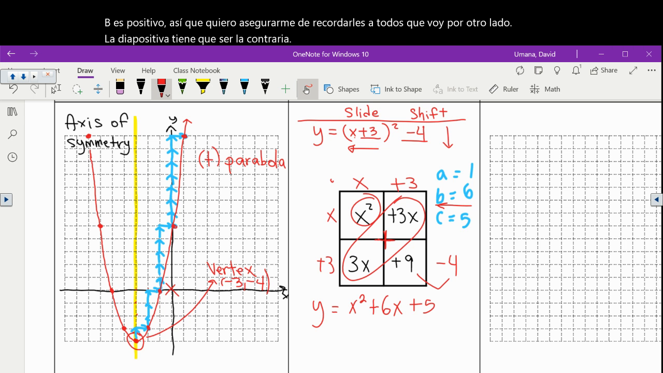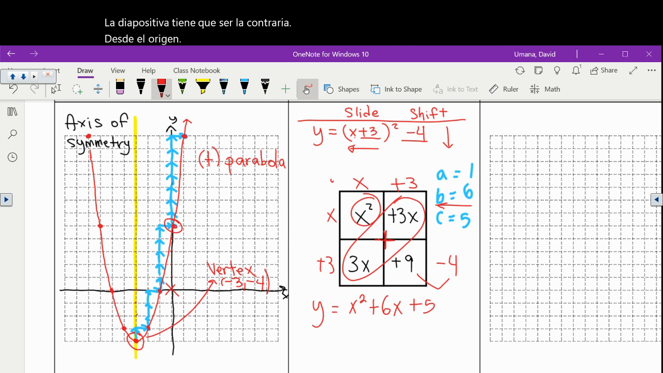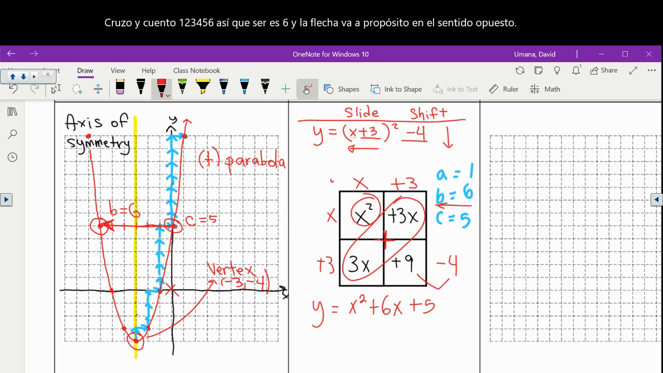From the origin, 1, 2, 3, 4, 5, that's C. C is 5. Then I go across. And I count 1, 2, 3, 4, 5, 6. So B is 6. And the arrow purposely goes the opposite way. So here is C, here is B. 1 is for A, that's automatic.